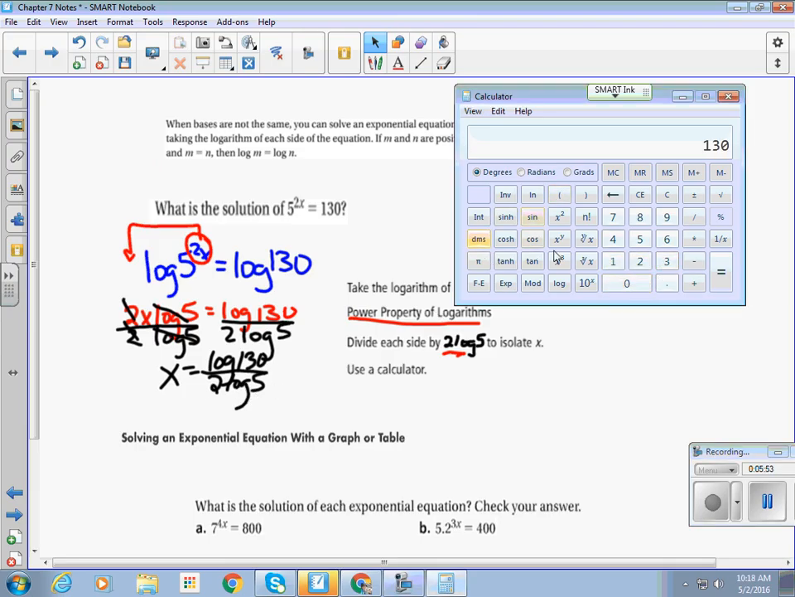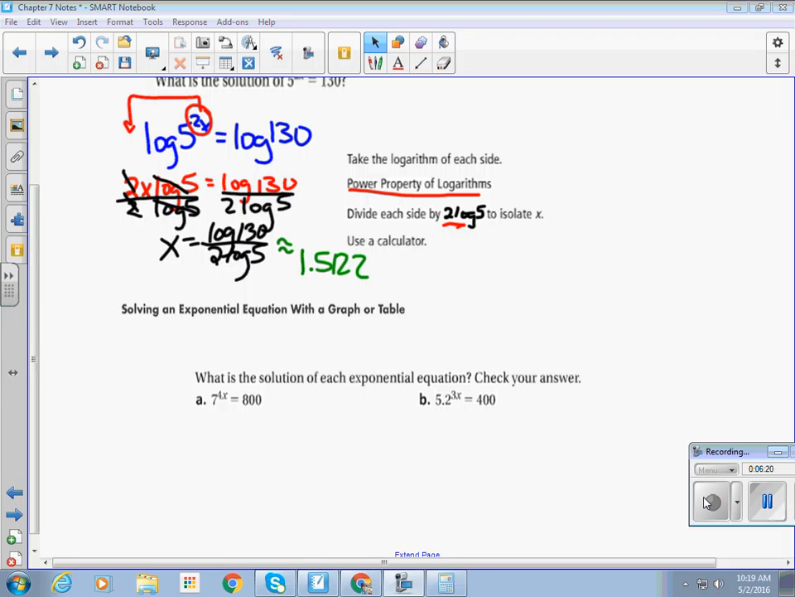So I'm going to go 130, log, click, divided by parenthesis 2 times log 5, those parentheses, equals 1.5122.